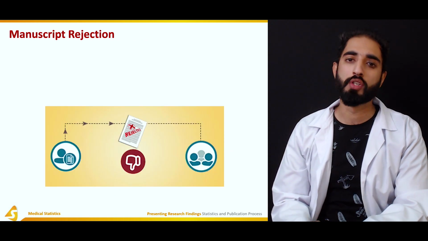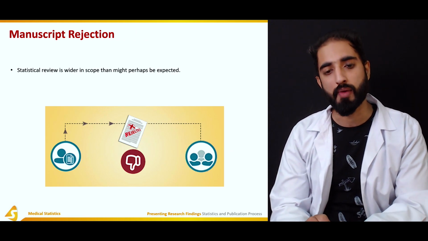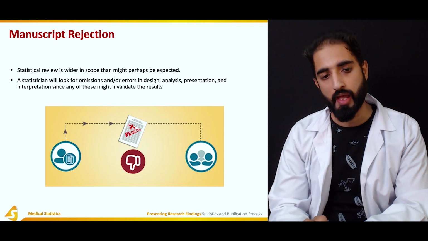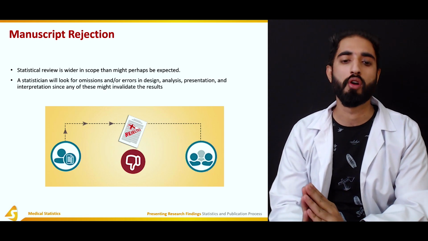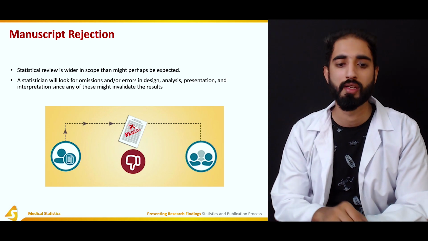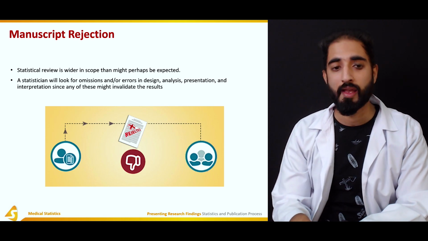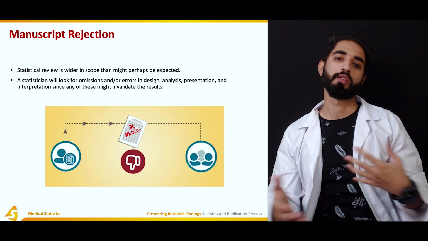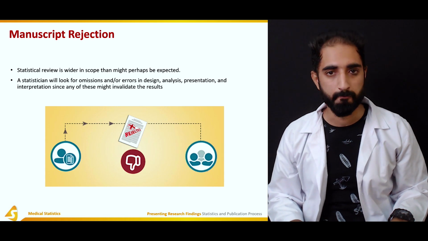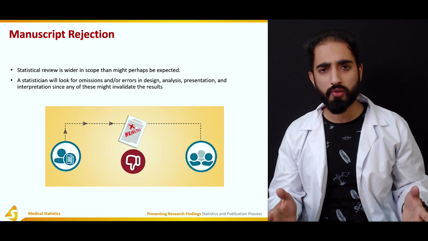Now, manuscript rejection. Statistical review is wider in scope than might perhaps be expected, and a statistician will look for omissions and errors in the design, analysis, presentation, and interpretation, since any of these might invalidate the results. And manuscript rejection is the worst news an author or researcher can get. But it's also not bad actually.